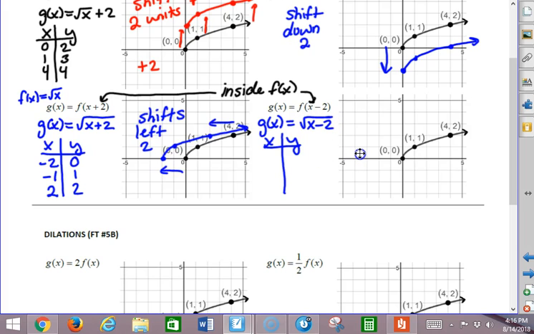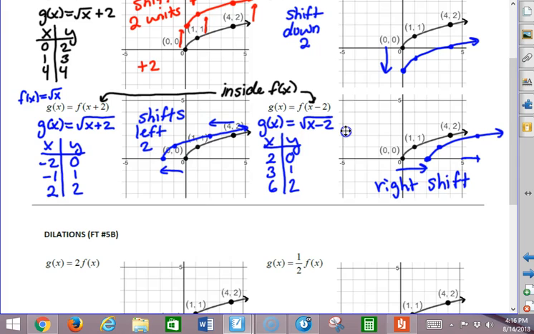So what I'm going to do is think about, I want y to be 0, 1, and 2, so what does x have to be? Well, for y to be 0 here, x is going to have to be 2. So that shifts it to the right 2. For y to be 1, x will have to be 3. So 3, 1. And for y to be 2, this is going to have to be the square root of 4, so x is going to have to be 6. So I need the point 6, 2, which is actually a little farther over than I have, but I can kind of estimate where that would be, about right here. So notice we have a right shift on this graph.